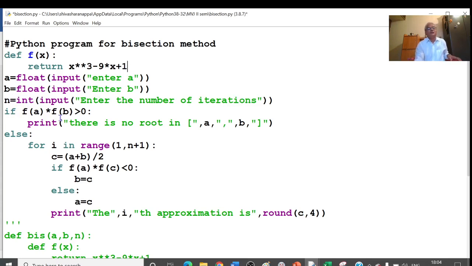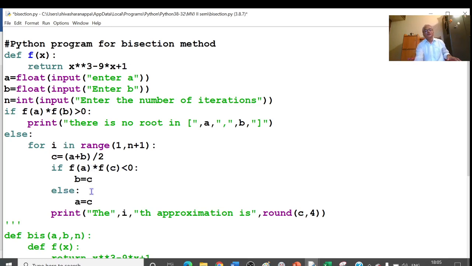If f of a into f of b is greater than 0, then definitely there is no root. Else, f of a into f of b is less than 0, then there is a root. This is the for loop here. For i in range 1 to n plus 1, we are going to divide the interval a b into two equal parts and we take that midpoint as c. c equal to a plus b by 2. Next we check f of a into f of c. If it is less than 0, then the root lies in a and c. Therefore, we replace b by c.